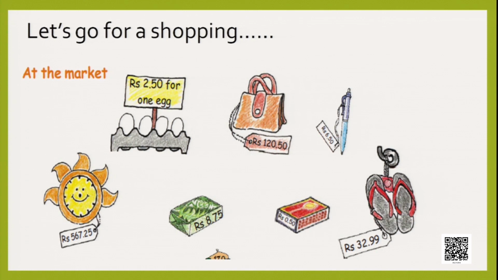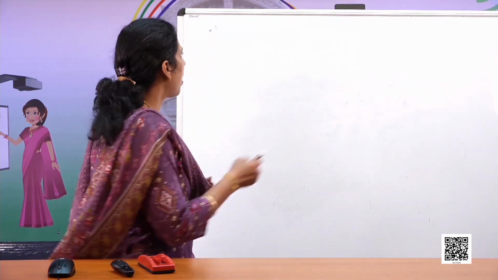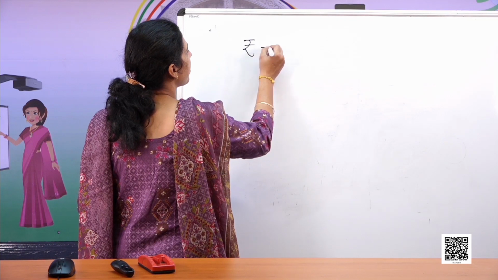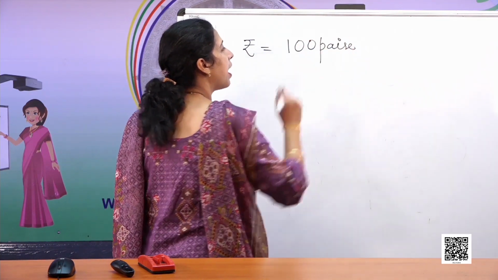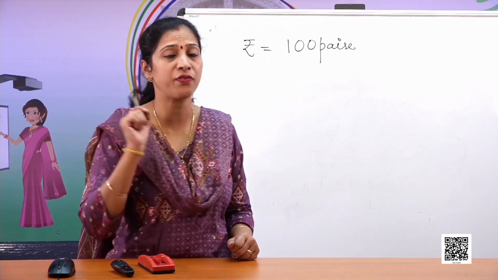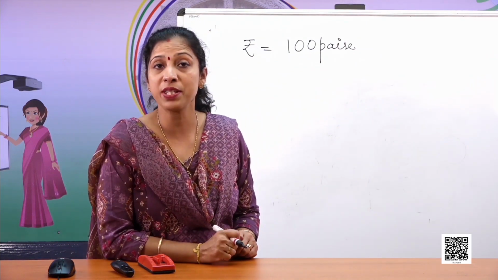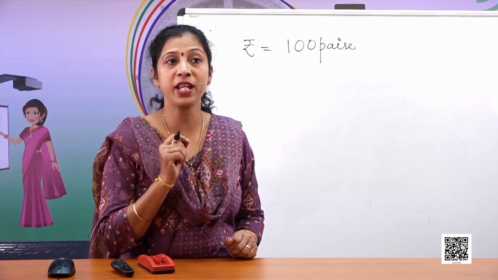and 32 rupees 99 paise for this chappal, and this clock is 567 rupees and 25 paise. So why is this point given, and why is 2 rupees 50 paise written as 2.50? Now let's find out. All of you know 1 rupee is equal to 100 paise. 1 rupee is equal to 100 paise. So what is this 0.50 then? 0.50 is nothing but 50 paise.